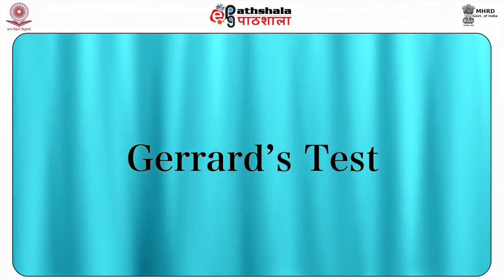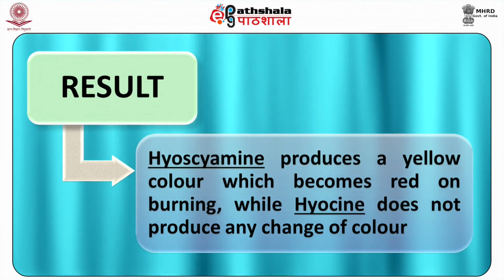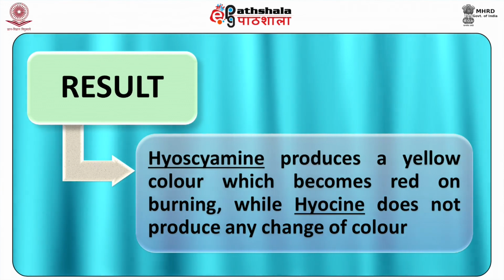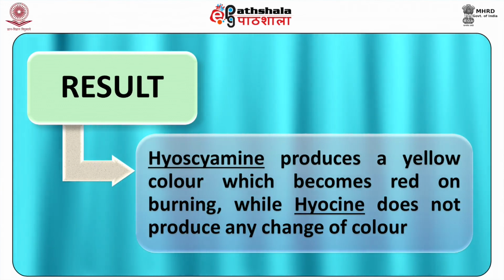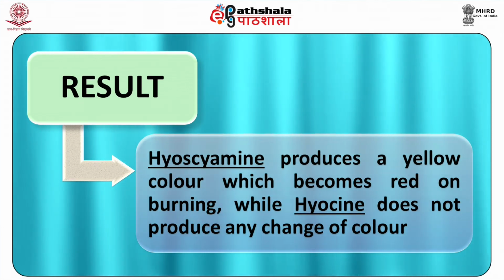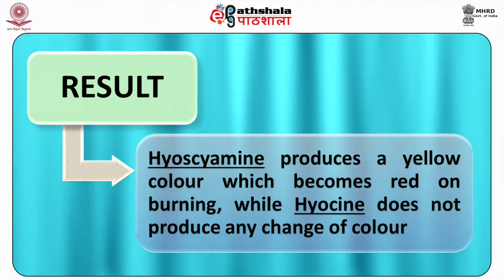Next is the Gerrard's test. 1 to 2 ml of 2% mercuric chloride solution in 50% alcohol is added to a portion of residue of the extract. A red color develops immediately. Hyoscyamine produces a yellow color which becomes red on heating, while hyoscine does not produce any change of color.